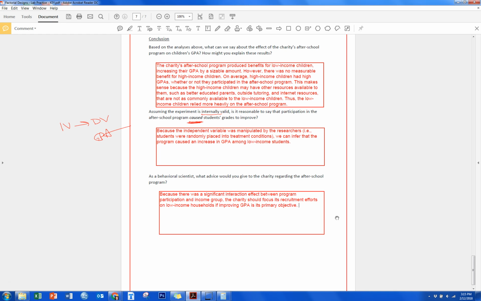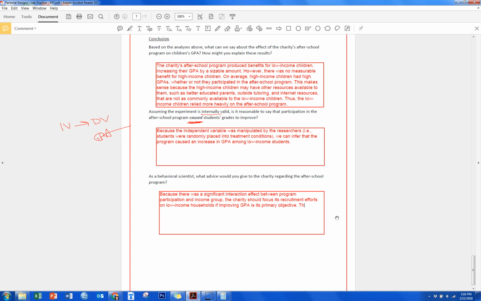Now, it's possible the charity is not only interested in GPA. It could be that that's what they focused on at first, assuming there would be this benefit, but maybe there are other benefits to the program that could equally apply, or maybe more so apply, to the high-income kids. So we could suggest to them to explore, to measure and explore other outcomes of the program if they want to remain open to all children.